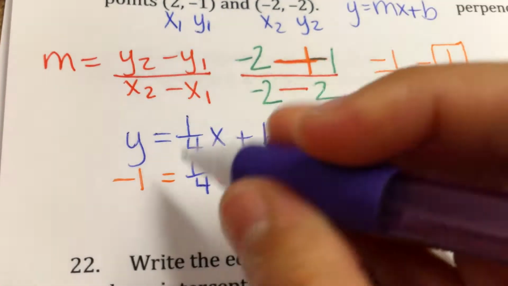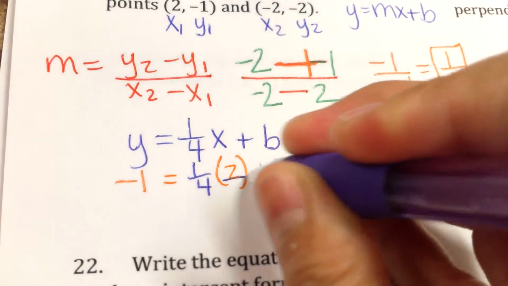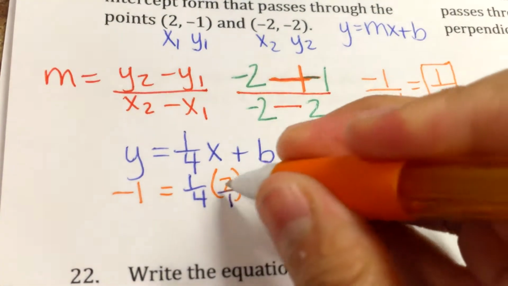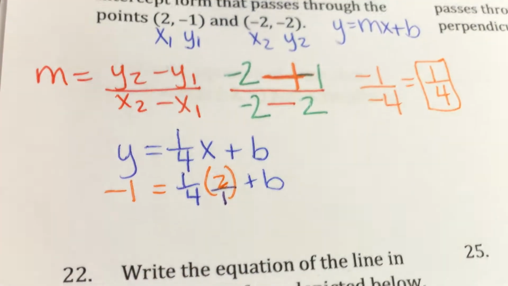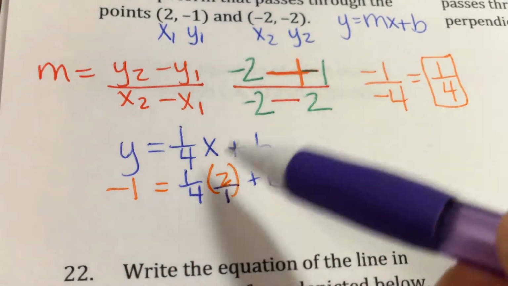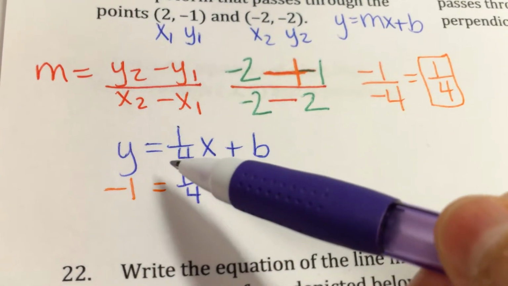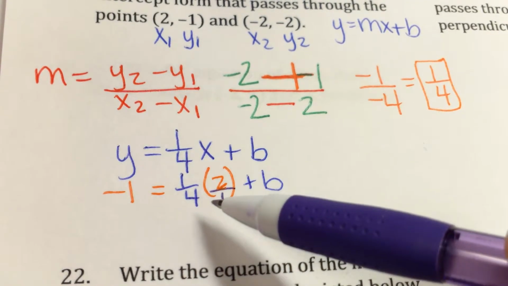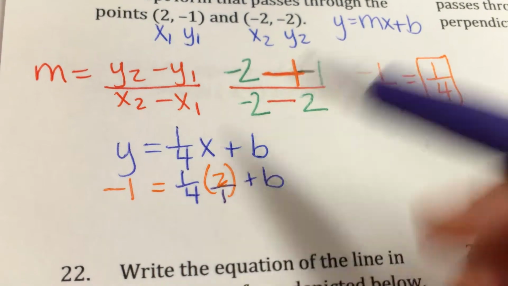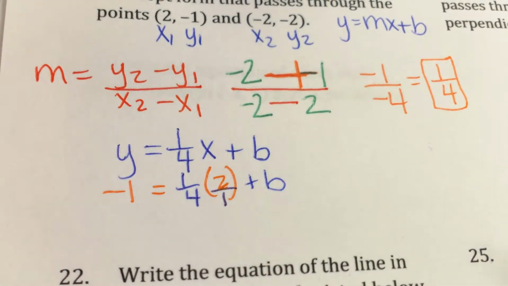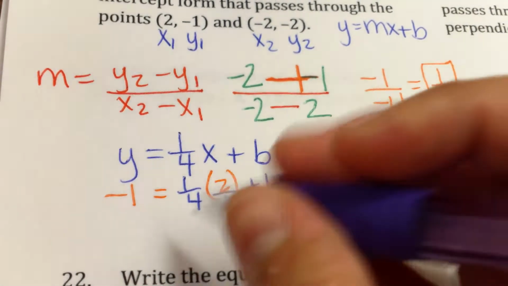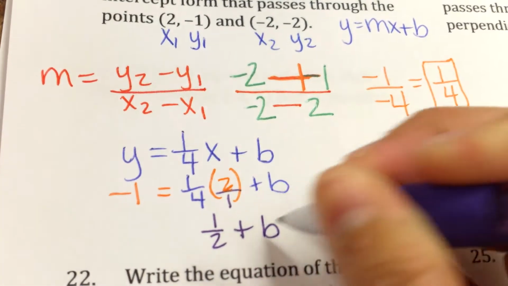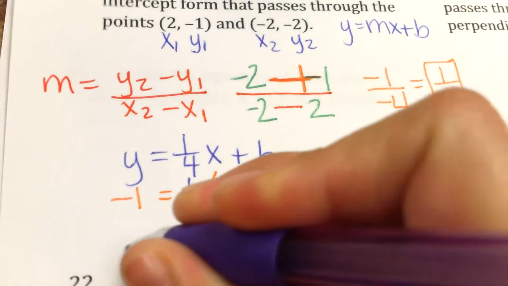Okay, so here I have 1/4 times 2. We could put this 2 over 1. Now that doesn't look like a 2. Let me go ahead and make it look like a 2. There. Okay, so I have 2 over 1. So it's 1 times 2 is 2. 4 times 1 is 4. So it's 2/4. And 2/4 simplifies to 1/2. So it's half plus b equals negative 1.